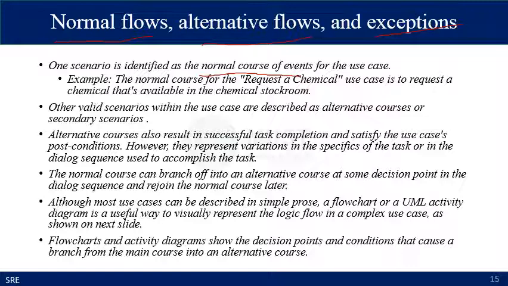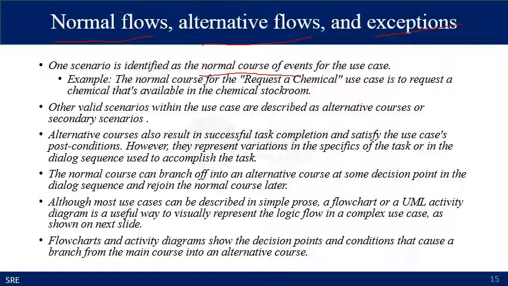However, they represent variation in the specifics of the task or in the dialog sequence used to accomplish the task. The normal course can branch off into any alternate course at some decision point in the dialog sequence and rejoin the normal case later. However, most use cases can be described in simple prose. A flowchart or a UML activity diagram is a useful way to visually represent the flow logic in a complex use case as shown in the next slide.